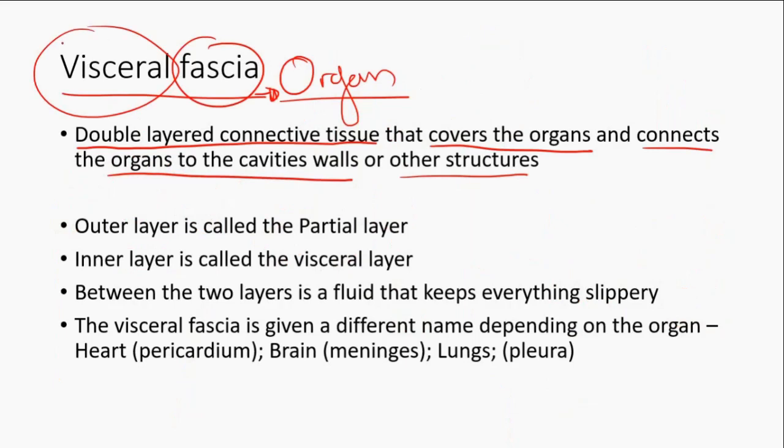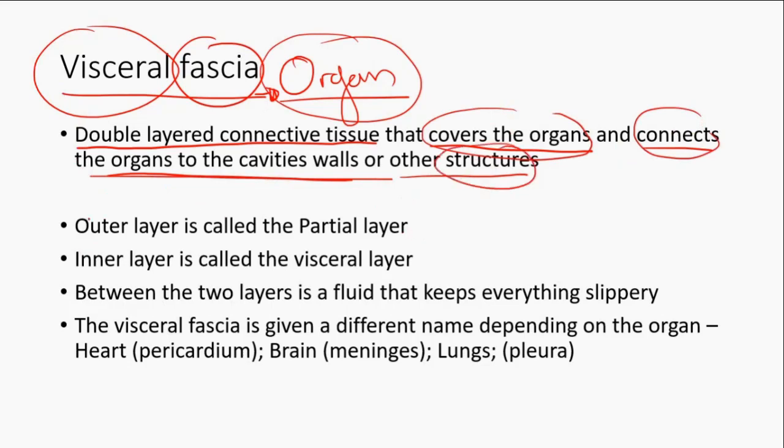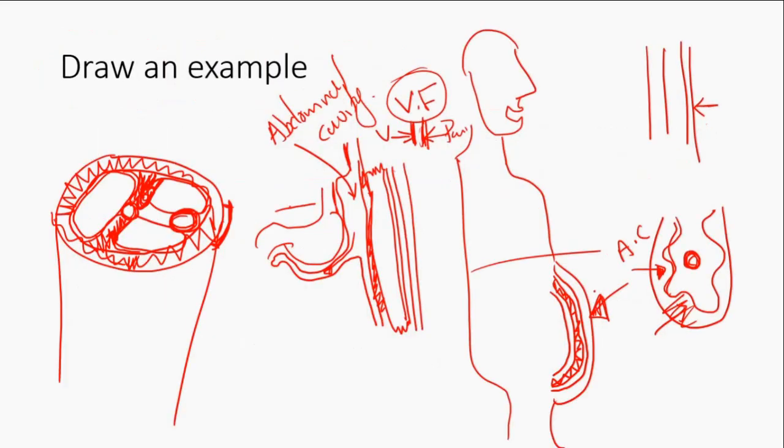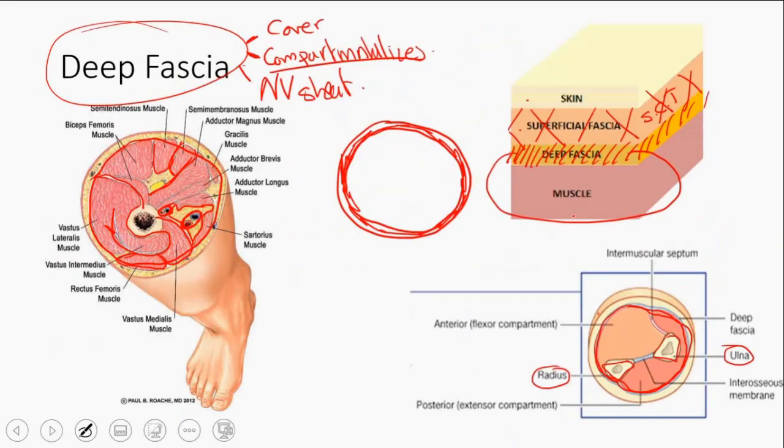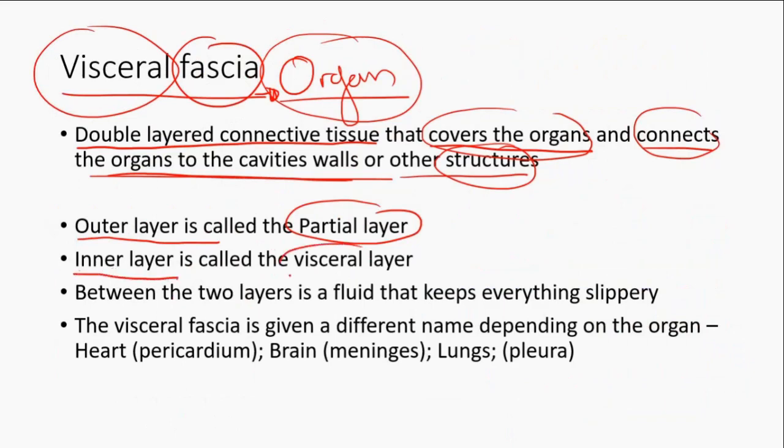So to talk about it in words, essentially the visceral fascia is connective tissue for the organ, and it covers the organs. It connects the organs to the cavity walls, so it holds them in place, and sometimes it can even connect them to other structures. The outer layer of the visceral fascia is known as the parietal layer. That's the layer that's stuck to the wall of the cavity. Let me just go back to that slide. Whereas the inner layer is called the visceral layer. Remember, visceral means organ. Between the two layers, as we said, there is a fluid that keeps everything quite slippery.